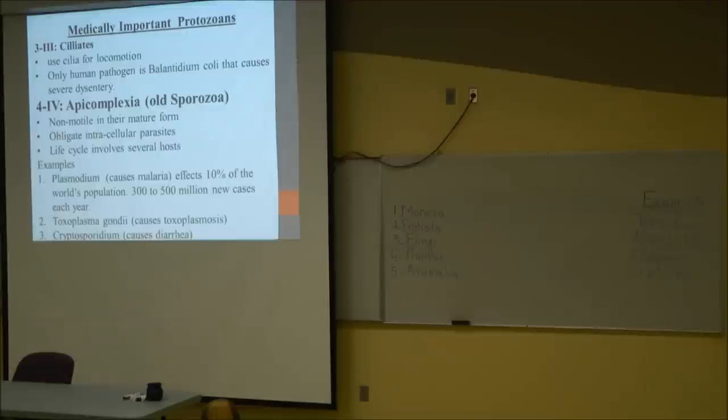One example, remember Plasmodium? How many hosts for Plasmodium? Two. And those two hosts are? Mosquito, not any mosquito, the female Anopheles mosquito, and human. 300 to 500 million new cases every year. Number one infectious disease in the world. No vaccine, because new strains, just like the cold virus, it changes so much that we don't have any effective vaccine against Plasmodium.